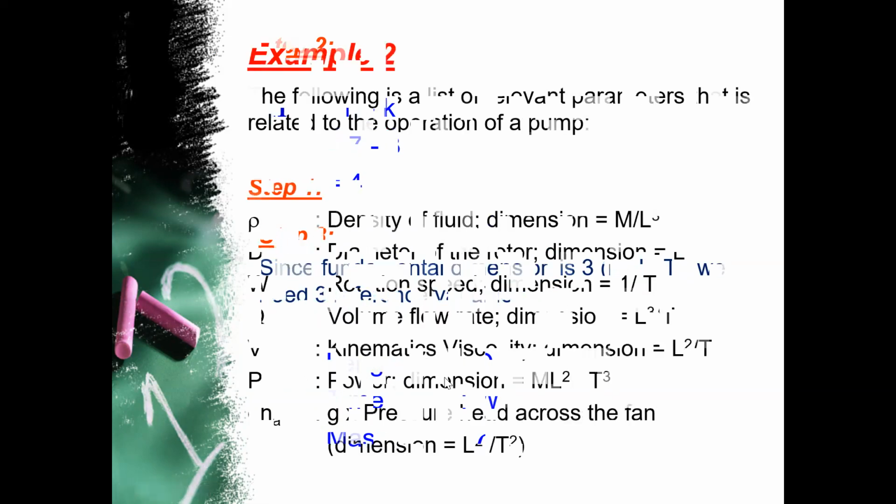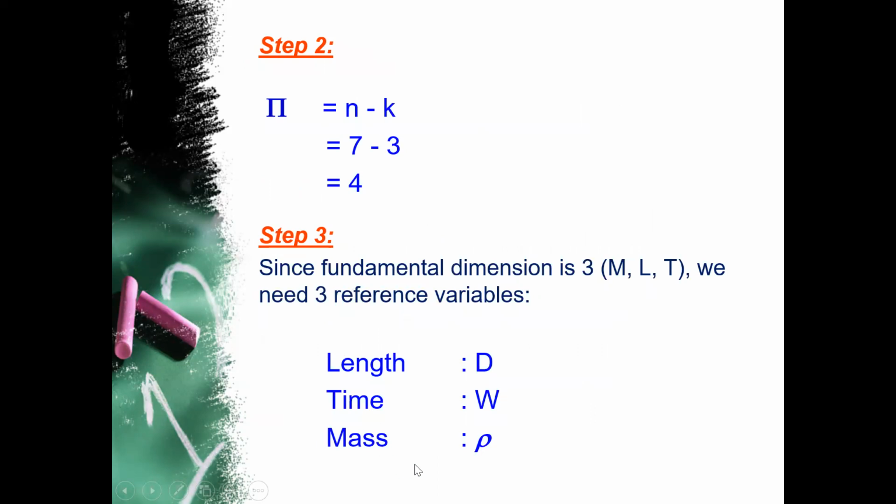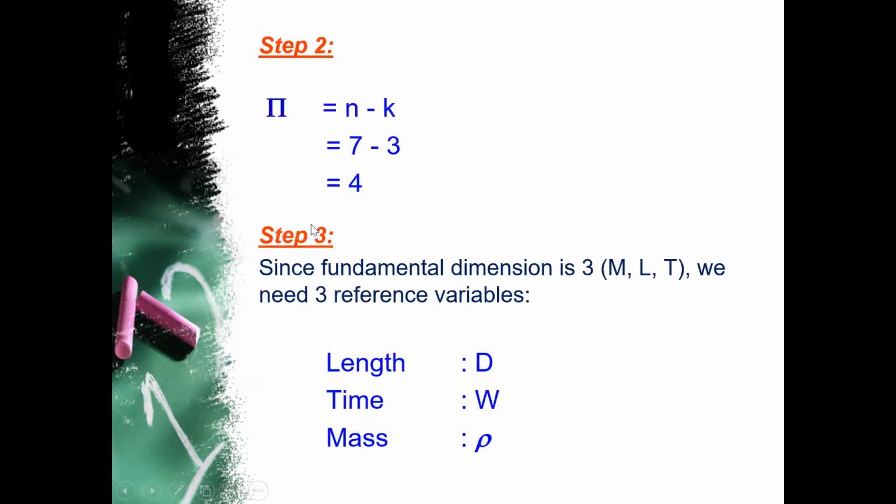Time, right? Rotation speed, because it's only one dimension. Okay. And then for the one containing mass, which one do we choose? We don't repeat with those that have been chosen, right? Mass, of course, we have this one and we have this one. So of these two, which one is easier? Of course, it's this one, and we are also more familiar with this one. There's a reason why we choose rho. Okay, so reference variables, done.